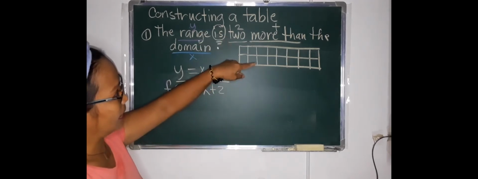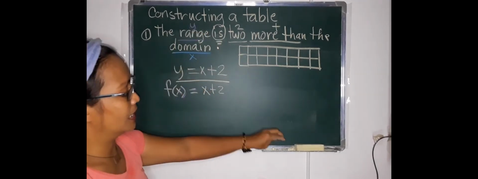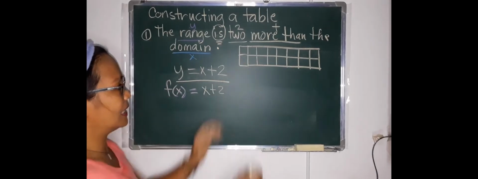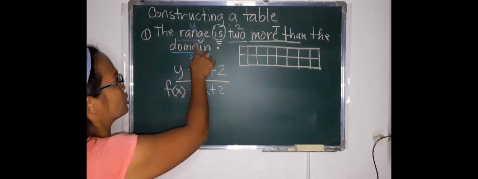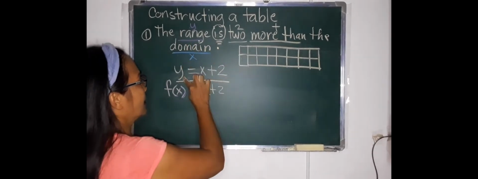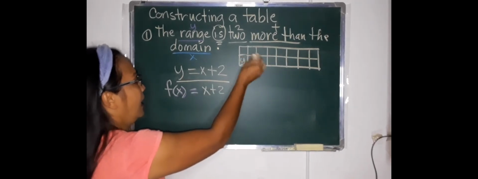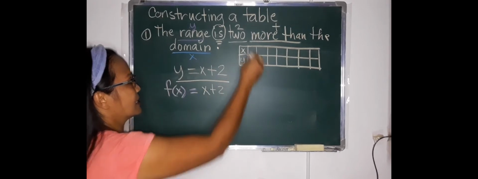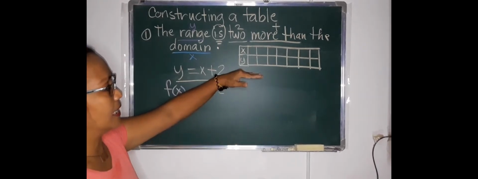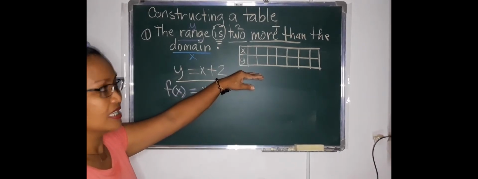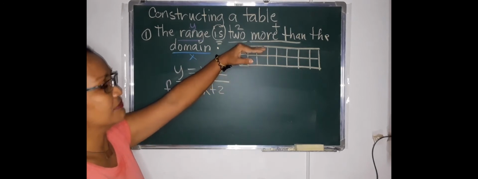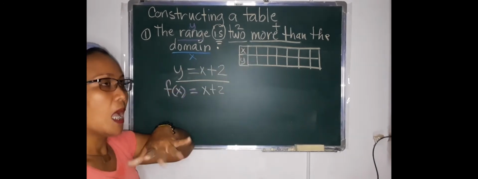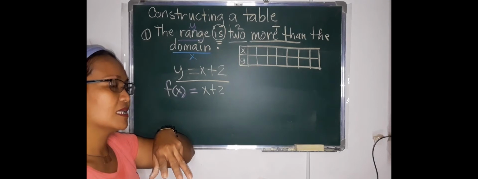Okay, so gagawa tayo ng table. Ang number dapat na ilalagay natin. So, ang range is y. Kukunin natin si y. Ang domain is x. X ang nasa taas. So, magbibigay tayo ngayon ng value ng x. So, dapat ang ilalagay natin na value ng x ay yung mga, how do we call that?